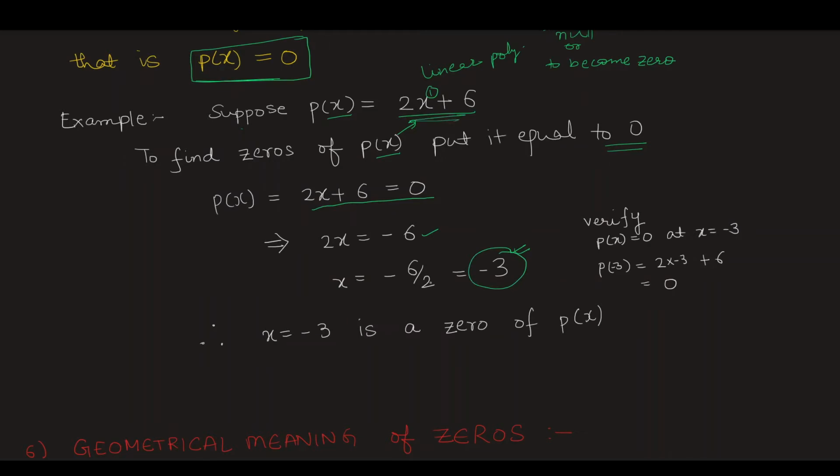What does this mean? We can verify it. Put this minus 3 in this equation. We get p of minus 3 is 2 into minus 3 plus 6. We get 0. See, p of minus 3 is 0. That means x is equal to minus 3 is a zero of p(x).